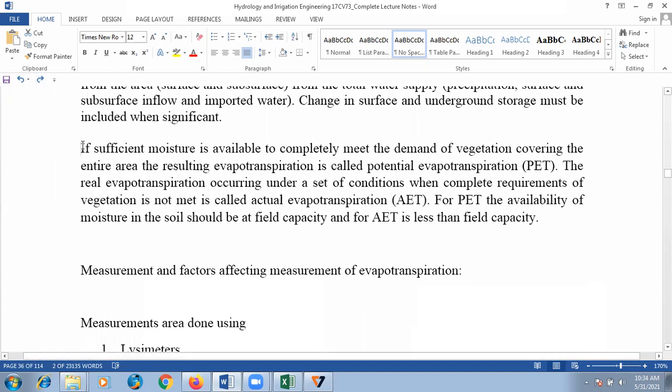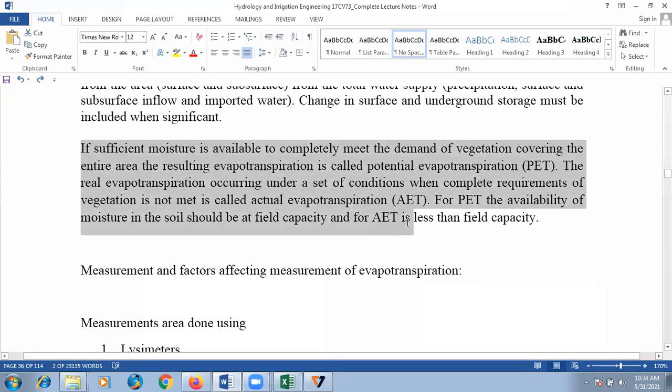Here, I have written it here. If sufficient moisture is available to completely meet the demand of vegetation covering the entire area, the resulting evapotranspiration is called potential evapotranspiration. The real evapotranspiration occurring under a set of conditions when complete requirements of vegetation are not met is called actual evapotranspiration. For PET, the availability of moisture in the soil should be at field capacity, and for AET it is less than field capacity.